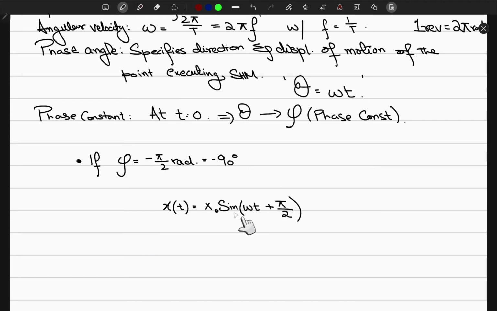Now we know that if there is the plus pi by 2 in the argument of sine, then this thing becomes x naught cos omega t. The reason I used cos or sine, for example, you can say I use sine in this expression, was because it's an oscillatory motion, and we know sine and cos functions are those functions which are oscillatory, right?